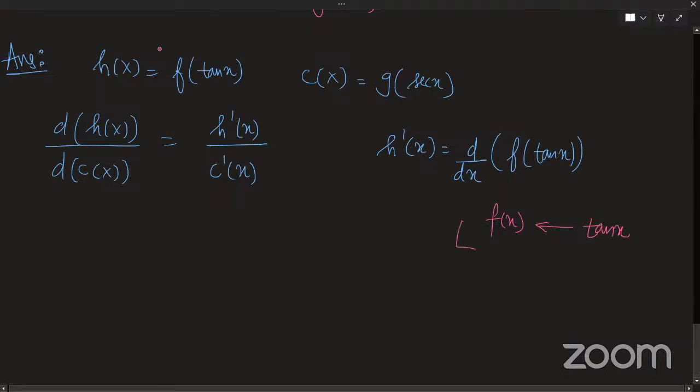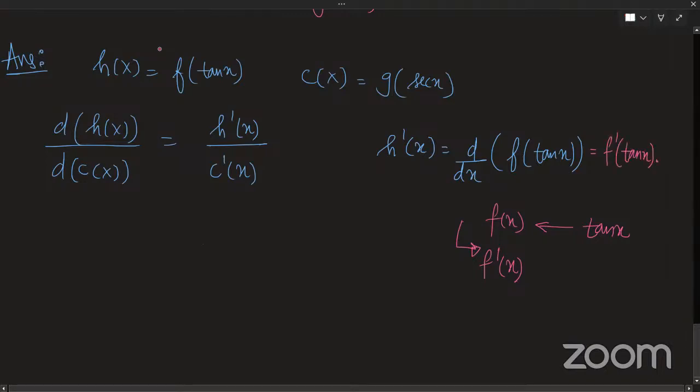Great. So I approach from the outermost side. The first function that I get is f of x. I differentiate it. I get f dash x. So what will be the first term that I write over here? f dash of tan x. Great.